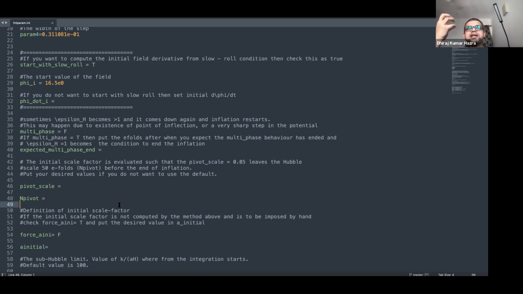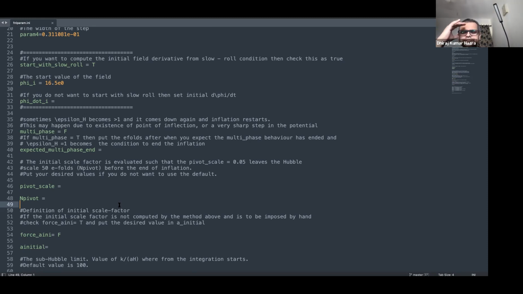But we are saying that the 0.05 megaparsec inverse mode leaves the Hubble radius 50 e-folds before the end of inflation. Okay, 50 e-folds before the end of inflation. If you have any questions, just let me know, ask me, and I will explain in greater detail.